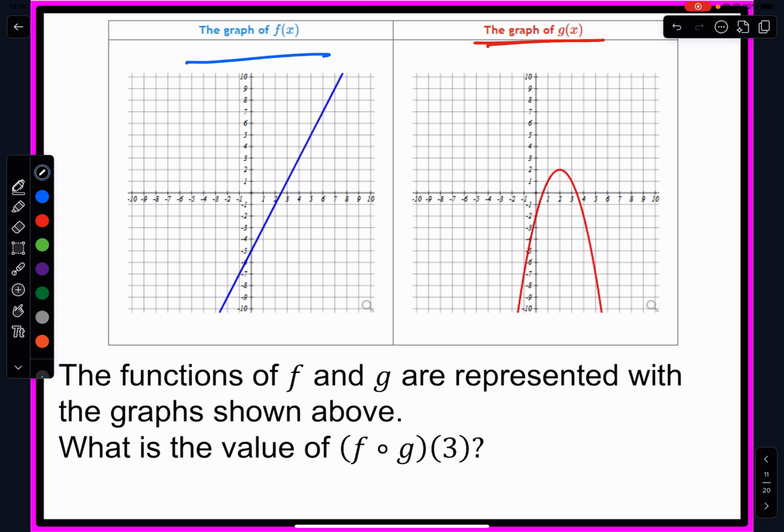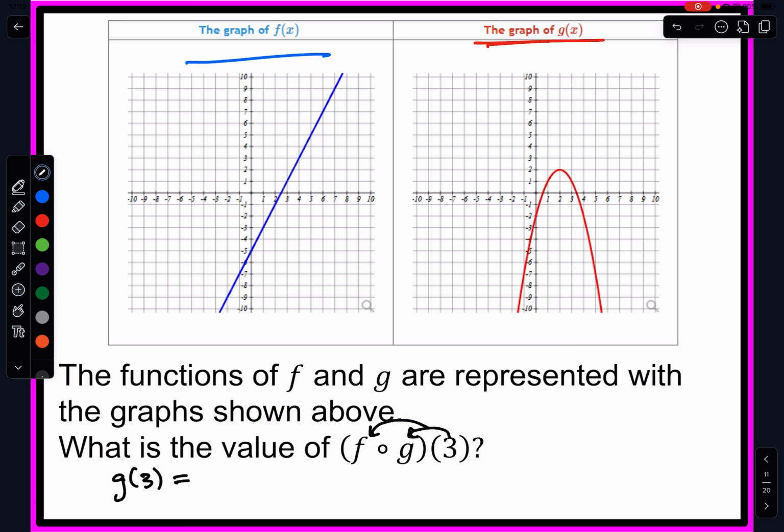To do this composition, recall again the order. So f∘g of 3 means we're going to plug in the number 3 into g. So g of 3, we have to figure out what that is first, and then that answer gets plugged into f. So let's start out with g of 3.